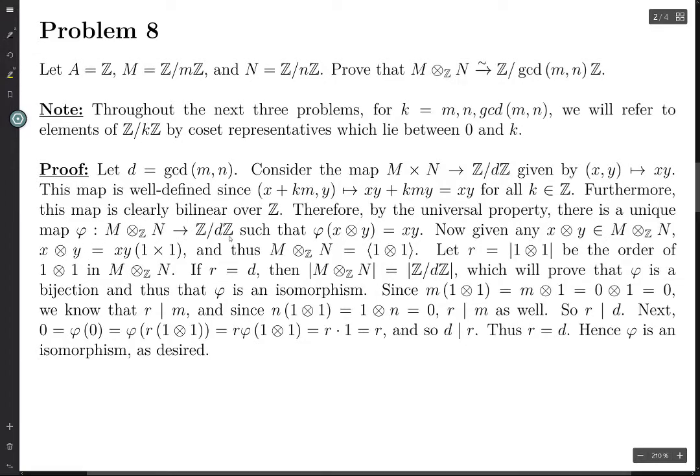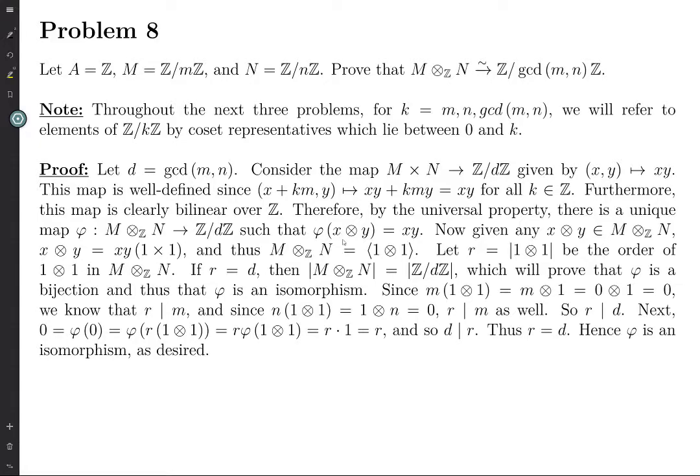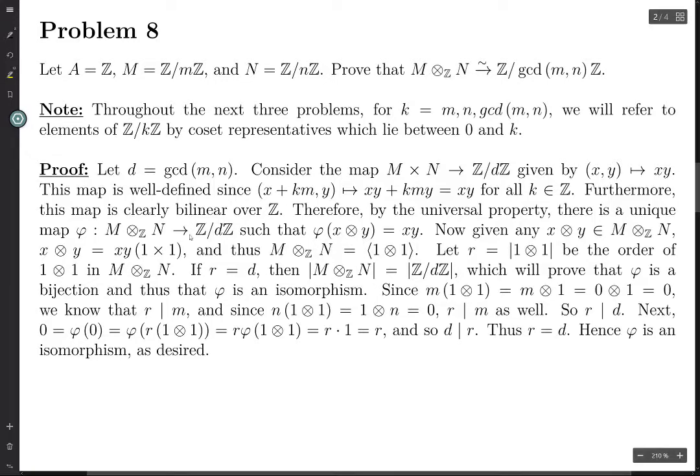Therefore, by the universal property of this tensor product, there is a unique map phi that goes from this tensor product to Z mod DZ, which sends phi of x tensor y to xy. Or I think in one of the other problems, the way I wrote this was that we had a map that sent... there's another problem where I use this universal property, but if you go back and compare the definitions, it's literally the exact same thing.